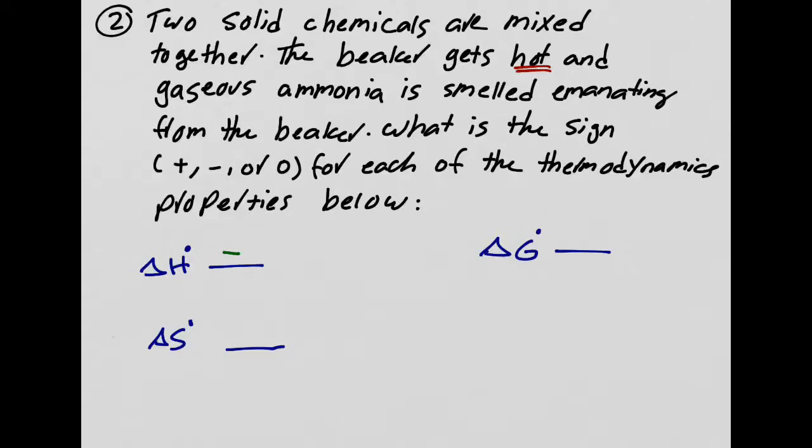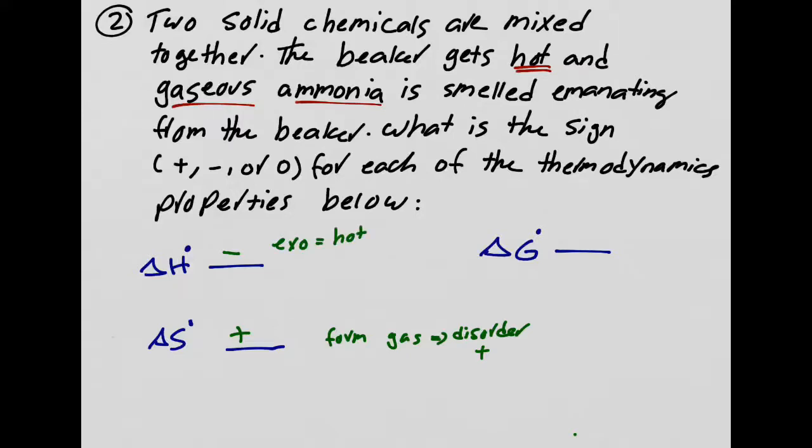Now, what is the delta S? What are you forming? You're forming ammonia gas. If a gas is formed, what does that mean? Gas means you become more disordered. So you're going to add more disorder to the system. So the delta S is going to be positive, because more disorder means delta S is positive. Okay, and this was exo because the beaker got hot.